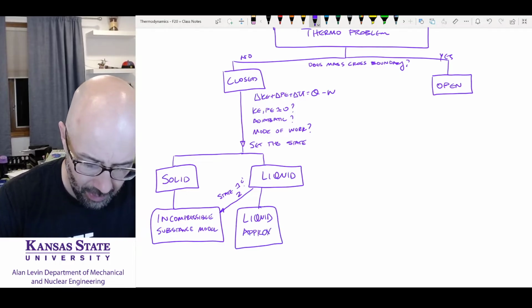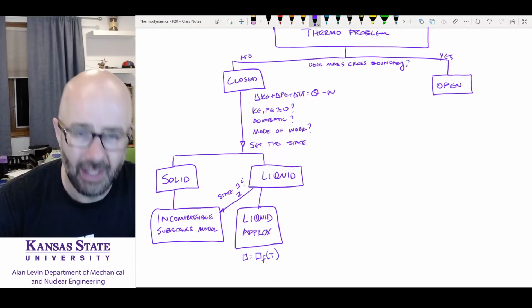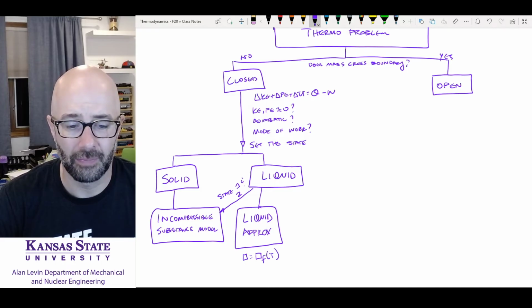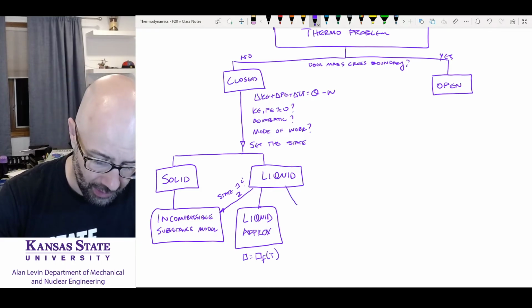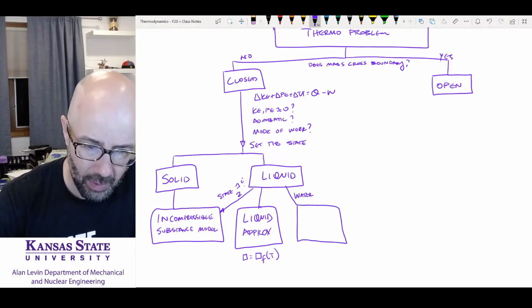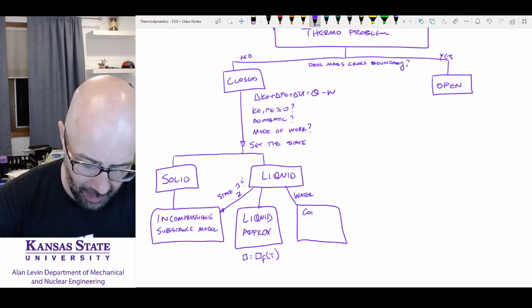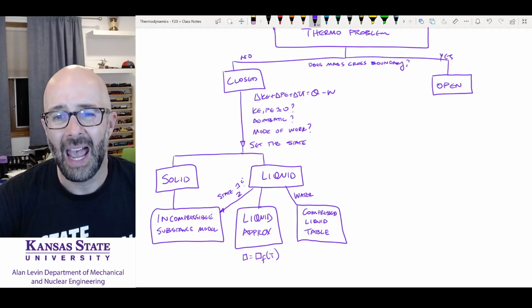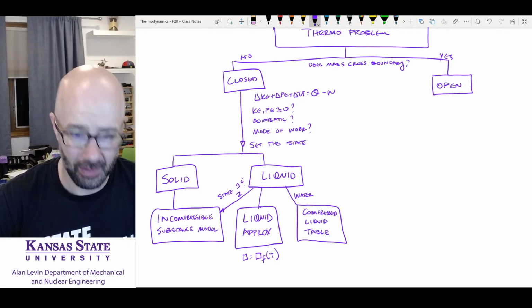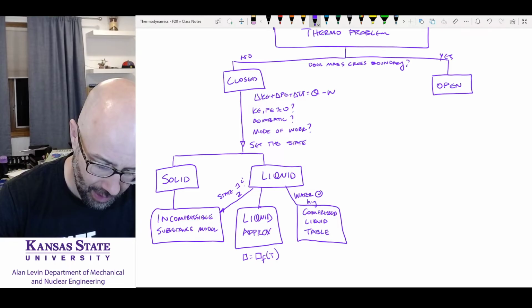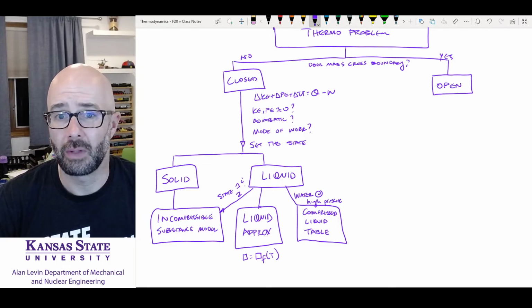In the liquid approximation, remember we were saying the property is equal to the saturation property at whatever temperature we're dealing with. That's basically the liquid approximation. Or if it's water, we can use the compressed liquid table. Okay, and this means the water is going to have to be very compressed, so it should say water at high pressure. Okay, so that's what we're dealing with.